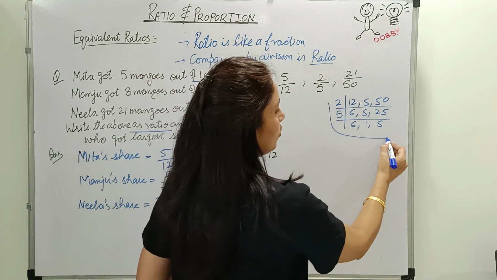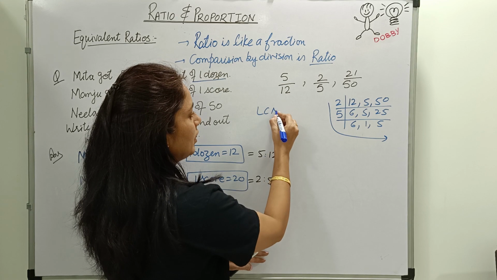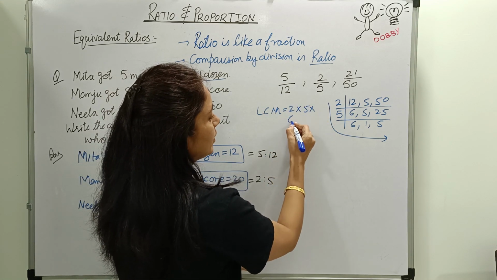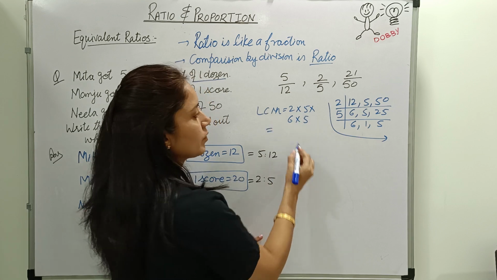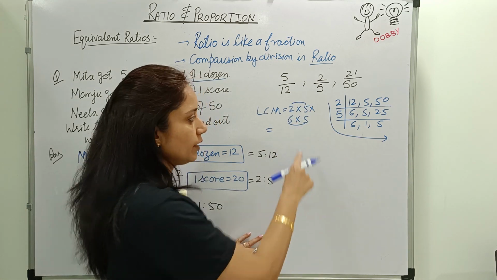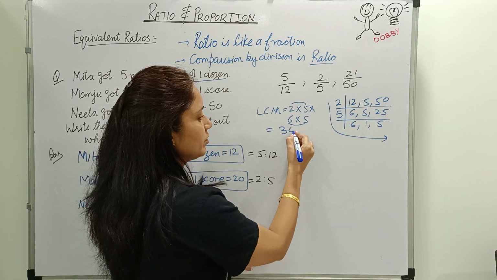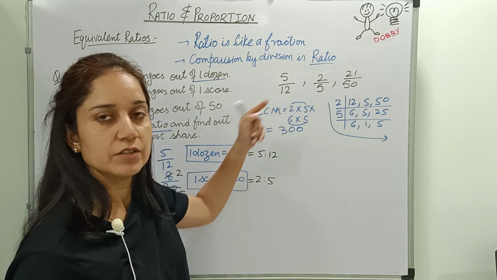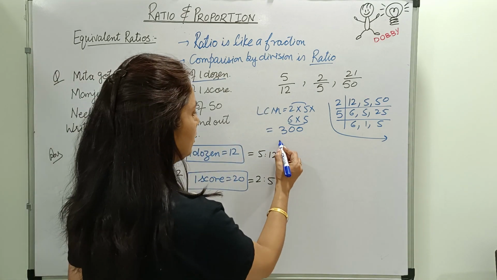Take all the numbers for the LCM. LCM equals 2 times 5 times 6 times 5. 5 twos are 10, 6 fives are 30. 30 multiplied by 10 gives us 300. 300 is the LCM for these three denominators. Let us do further.